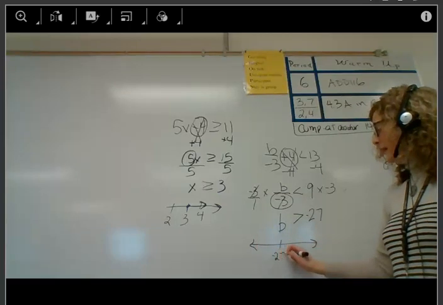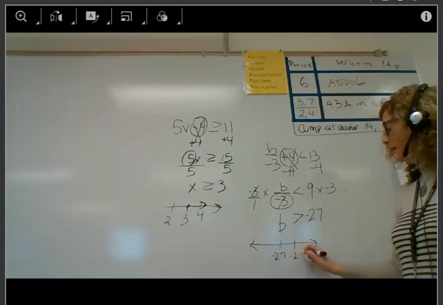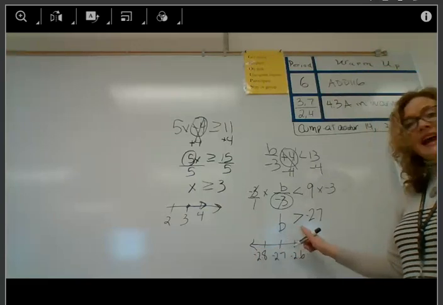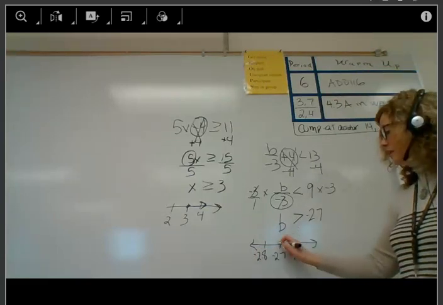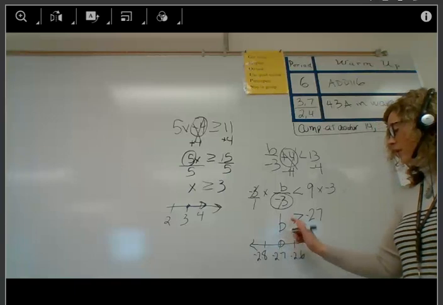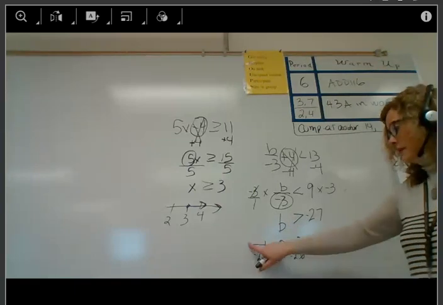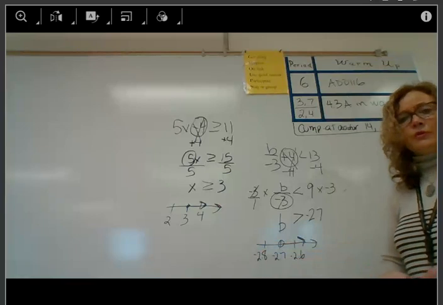And then, of course, drawing the graph on this would be negative 27. So here would be negative 26 and negative 28. This does not have a bar, so this is an open circle, and the sign is greater than, so it must go on the greater side of the circle. So you can erase this over here to be sure which direction you're going.